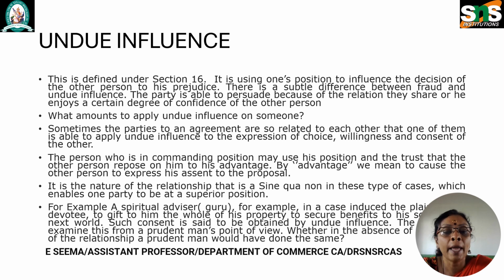For example, in a case where a spiritual advisor induced a devotee to gift him the whole of his property to secure benefits for his soul in the next world, such consent is said to be obtained by undue influence. This is examined from a prudent man's point of view, where in the absence of the relationship, a prudent man would have done the same thing. This is all about undue influence.